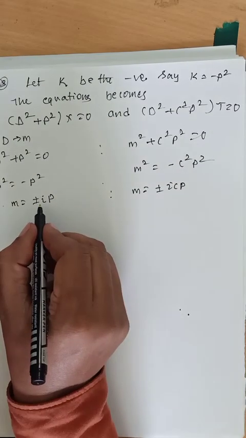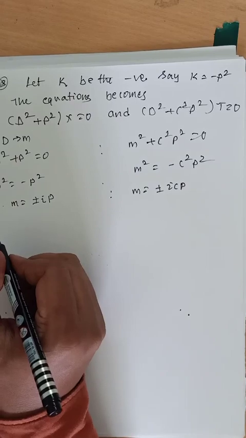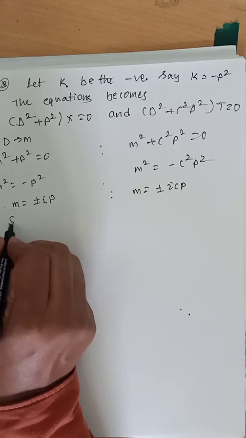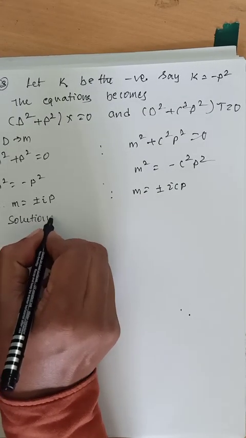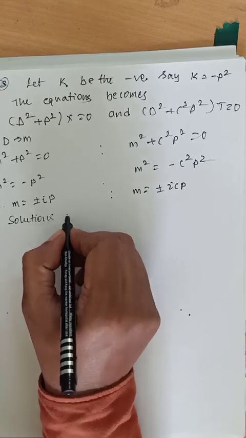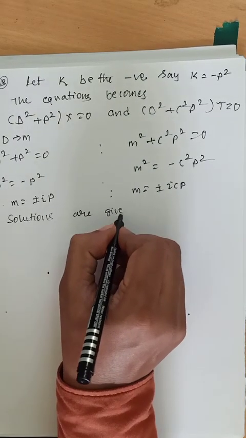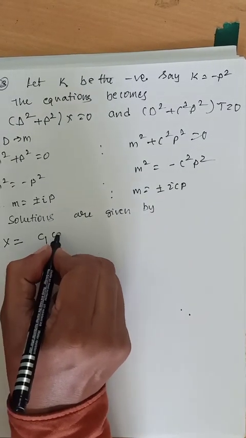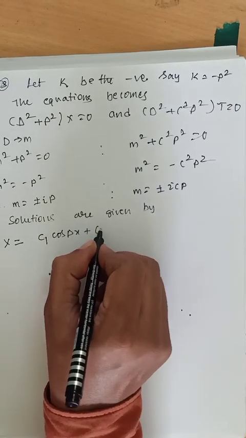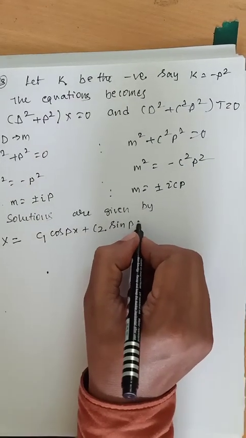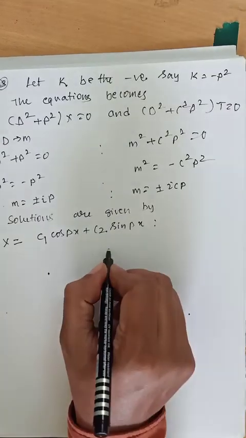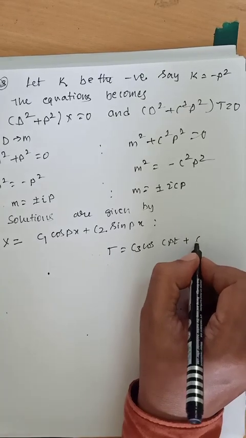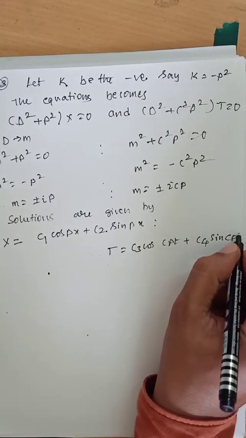The roots are in complex form. You know how to construct the solution if the roots are in complex form. That is, the solutions are given by x is equal to c1 cos px plus c2 sin px, and t equal to c3 cos cpt plus c4 sin cpt.